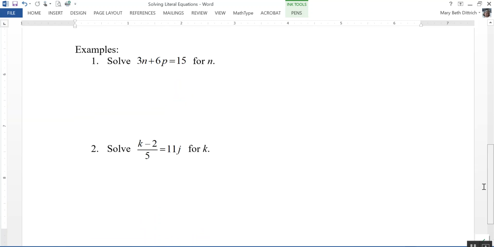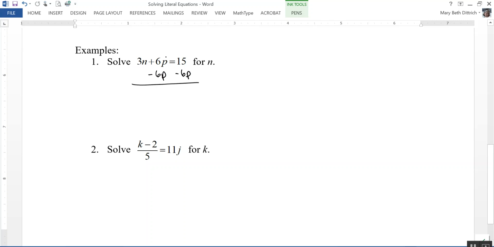First one says solve 3n plus 6p equals 15 for n. What that means is I want my final answer to be n equals something. I'm trying to get n all by itself. Well, let's notice what's happening to n. N is being multiplied by 3, then it's having this expression 6p added to it. So what I'd like to do is subtract 6p on both sides.